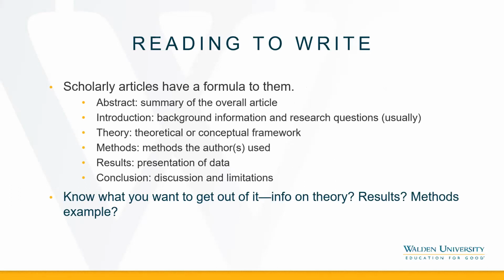So scholarly articles have a formula to them. It begins with the abstract, goes on to the introduction, then theory, methods, results, and conclusion. So thinking critically about the scholarly article that you are taking a look at before you dive in through its parts is another good way of saving time and focusing on what you need. So know what you want to get out of it. If you're going for theory, results, methods, then you want to go directly to those sections.